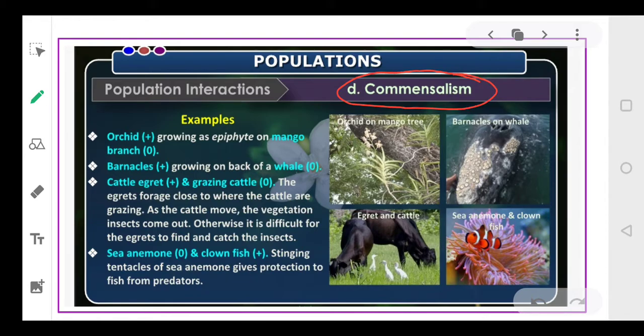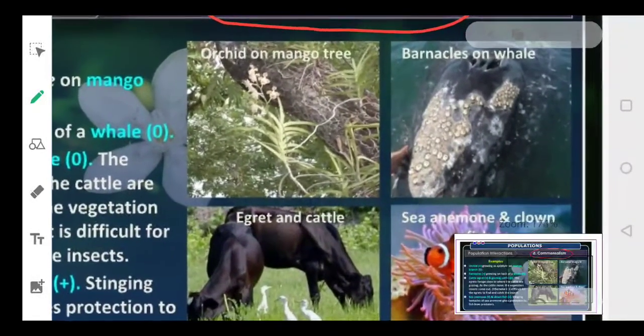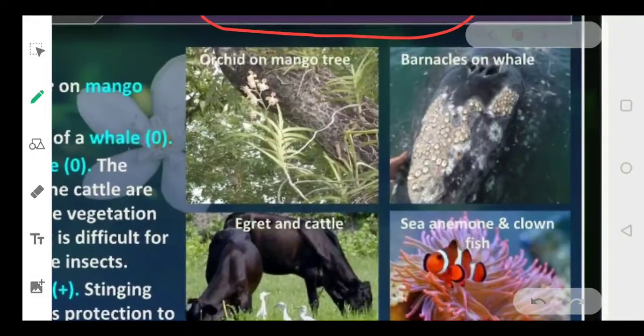Commensalism. What is commensalism? Let's focus on the examples first so that you can have a clear idea. You must have observed that certain orchid plants grow on the mango tree. On the mango tree's branches, small orchid plants grow. In this case, the mango does not get any effect. That is, it has a neutral relationship.